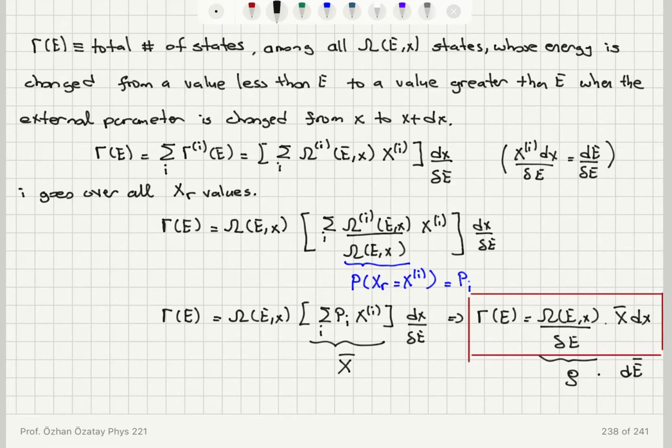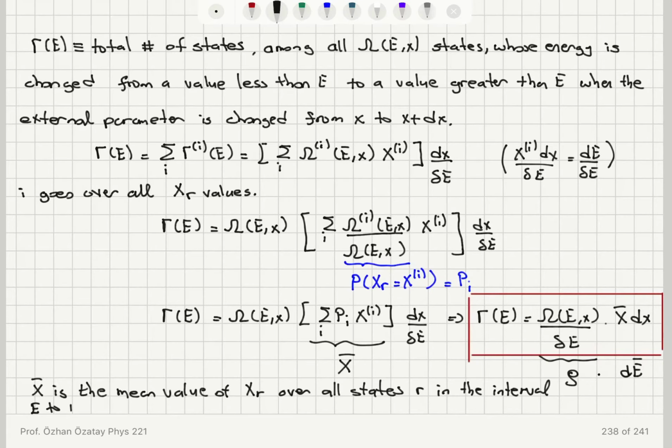All right. So x bar is the mean value of xr over all states R in the energy interval E to E plus delta E, and this comes from equal a priori probabilities at equilibrium. So this is our postulate.